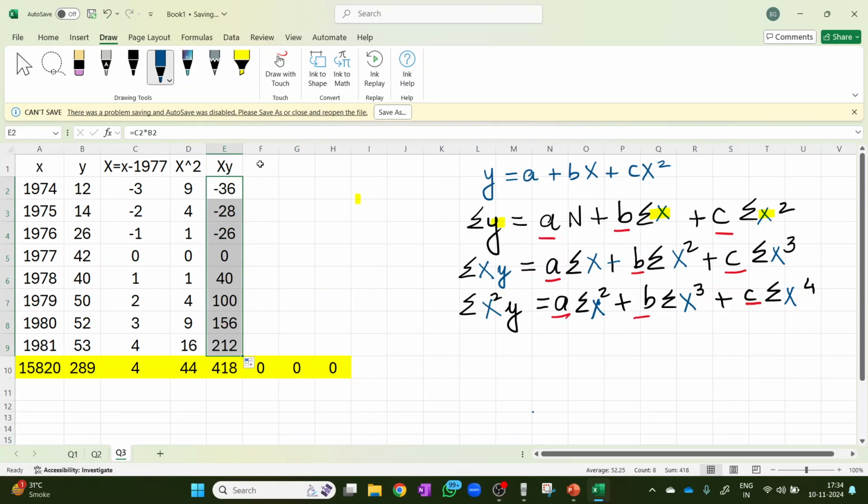Okay, all the 8 values calculated. Next, in the same row, I'll require x cube. All other values are calculated. And again, x cube is for the capital X.